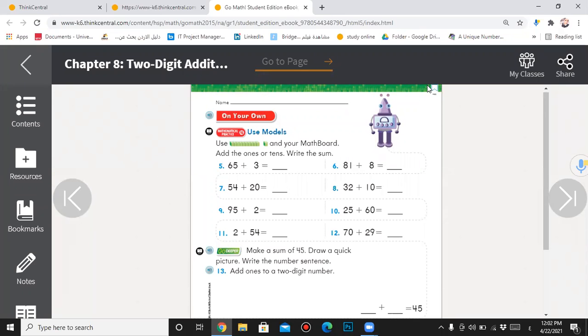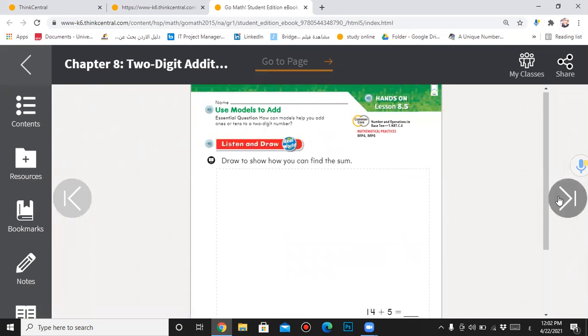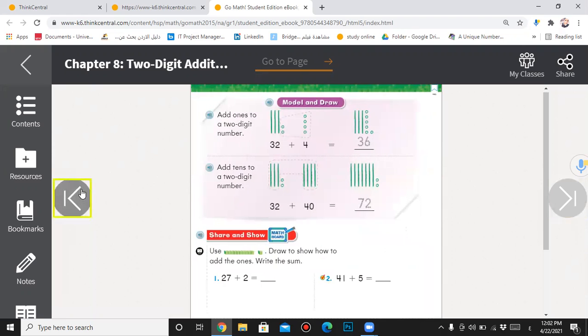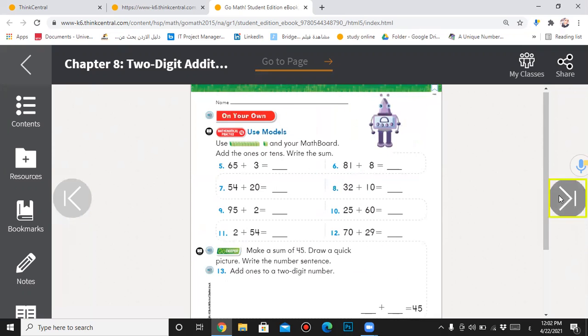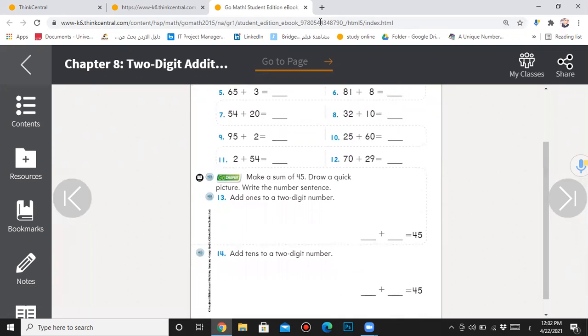This is Sir Ali. We're going to continue with lesson 8.5. Okay, hold on. Is it 8 or 9? Yes, 8.5. Use models to add. We already learned how to add in the previous lesson. We already know how to add tens together or add ones together. So we're going to continue with page 335.